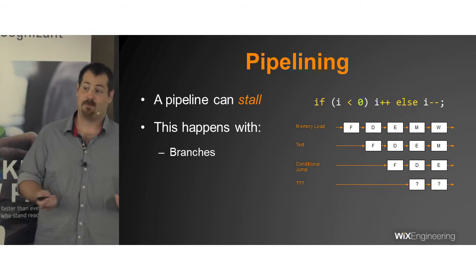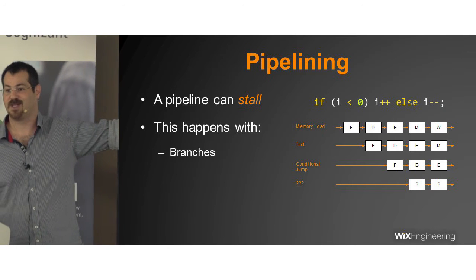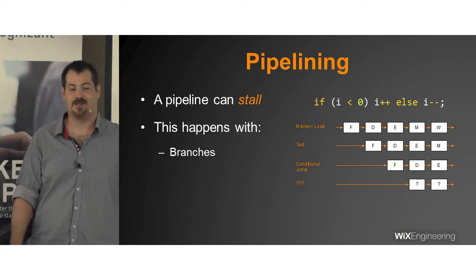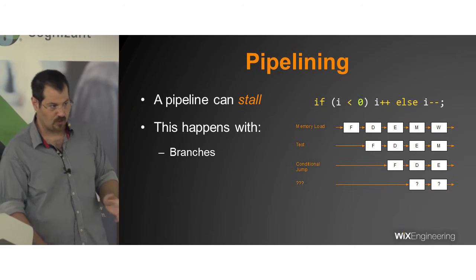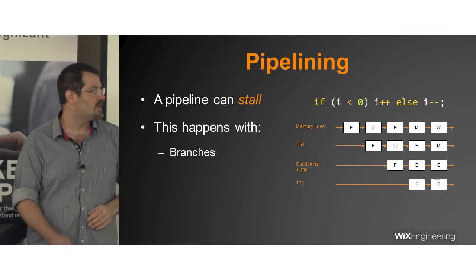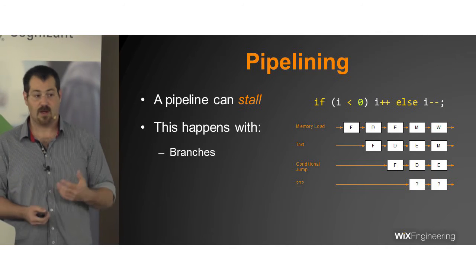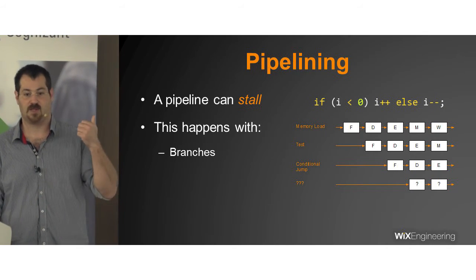But it may happen with branches. So consider this really, really ridiculously stupid if statement, right? If i is less than 0, then you increase i, otherwise you decrease i, right? Stupid artificial code, that's not the point. The point is that if you try and figure out what the CPU does here, there's a number of instructions that need to actually take place. So the first you have is a memory load, right?